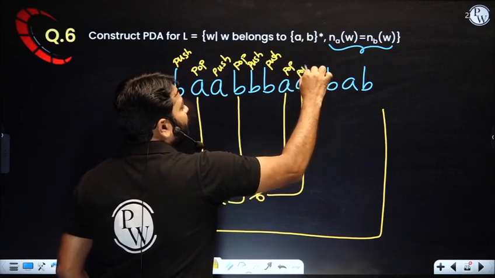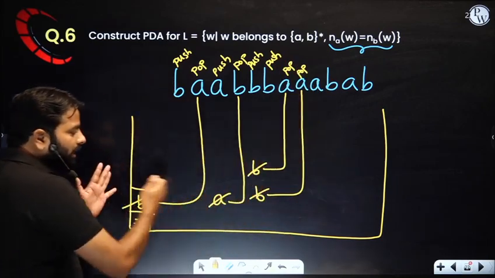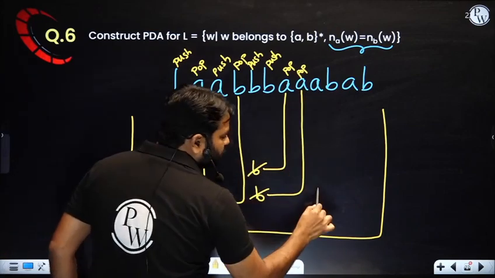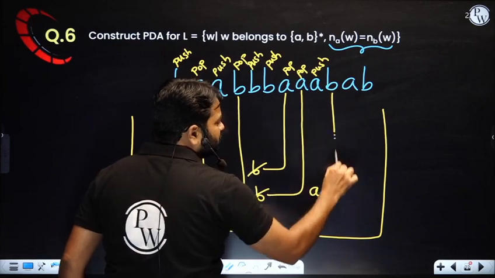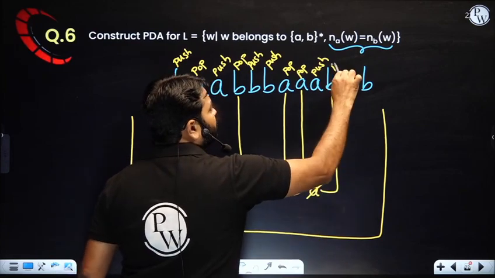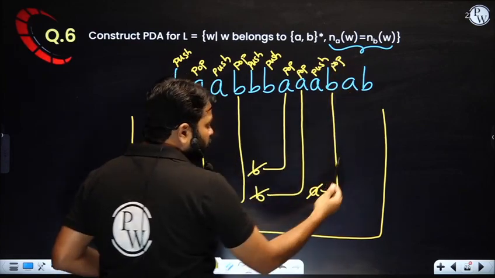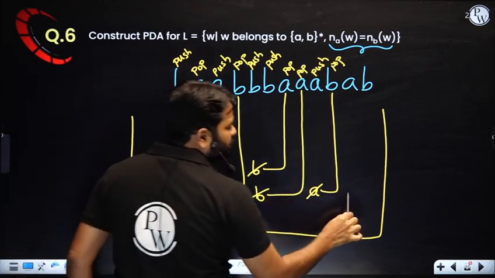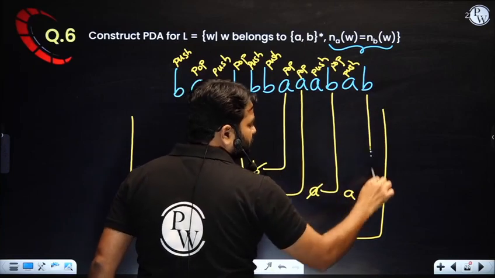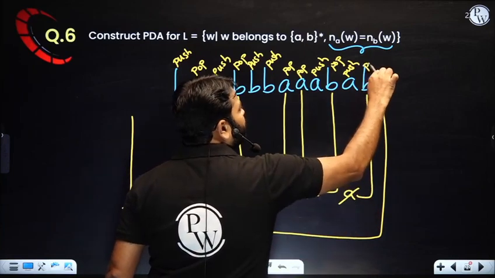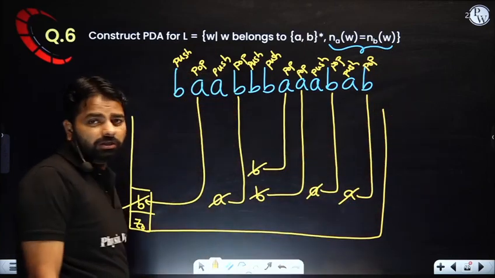Because the same symbol we don't keep in the stack. When A comes, nobody is there in the stack. So what do we do? We push. When B comes, we pop. The opposite symbol was there. A comes, nobody is there. What do we do? We push. When B comes, we pop, because a different symbol was on the top of the stack.